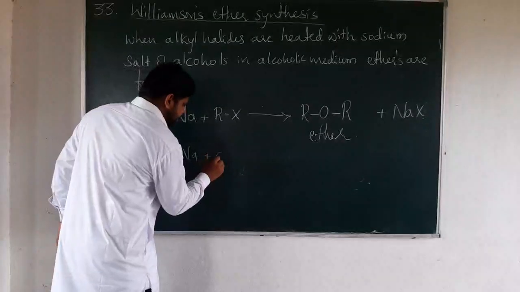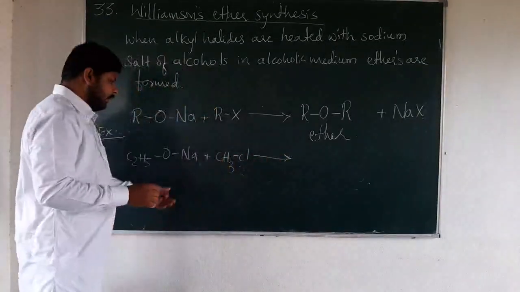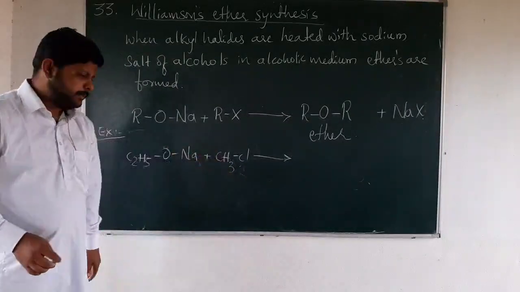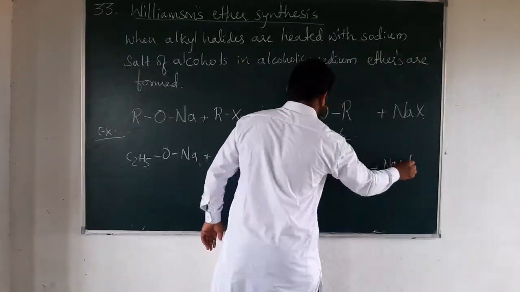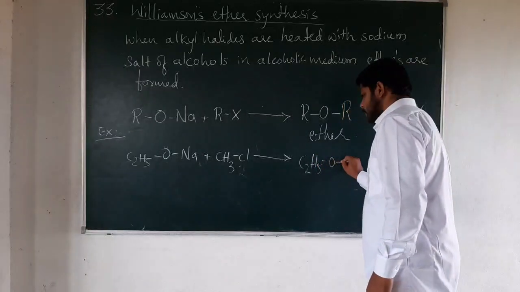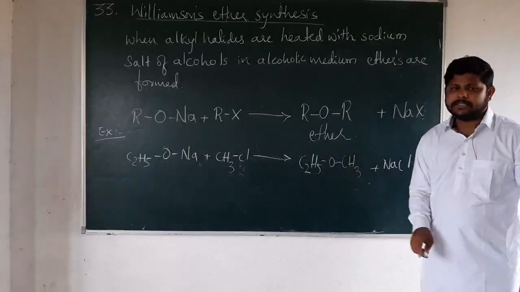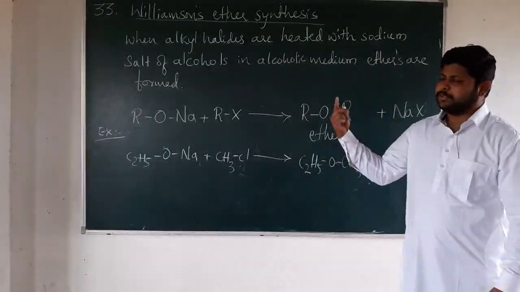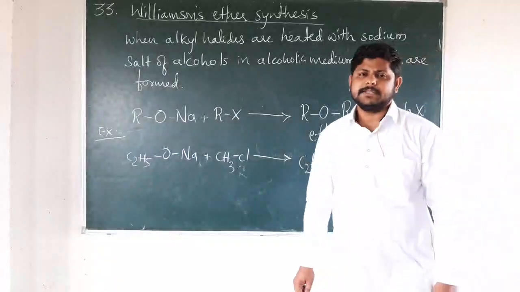C2H5ONa plus CH3Cl. I will take CH3Cl, methyl chloride. Okay, sodium ethoxide plus methyl chloride. NaCl is a byproduct. Here C2H5 is bonded with OCH3. This is ethyl methyl ether. Ethyl methyl ether is formed, that is called an ether. So this reaction is the preparation of ether, so it is called Williamson's ether synthesis.